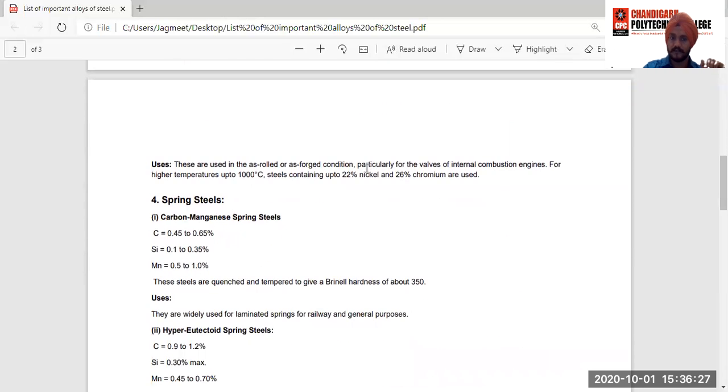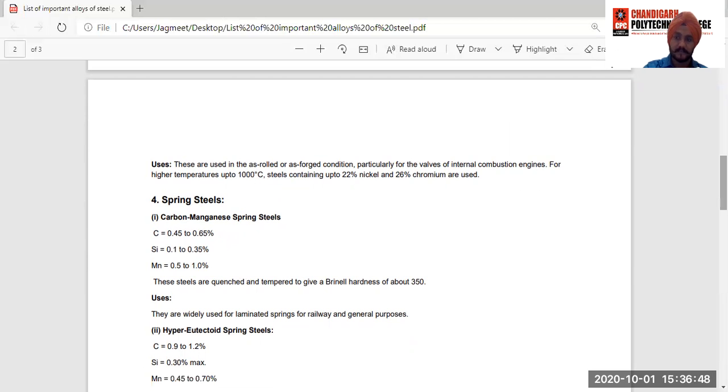These are used in as-rolled or as-forged condition, particularly for the walls of internal combustion engines for higher temperatures up to 1000 degrees Celsius. Steel containing 22% nickel and 60% chromium is used.